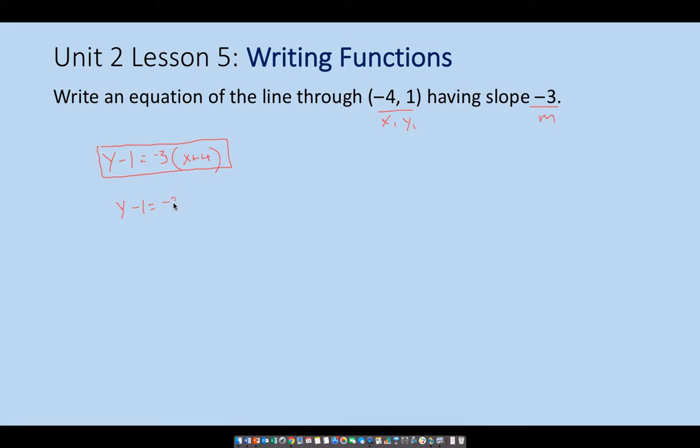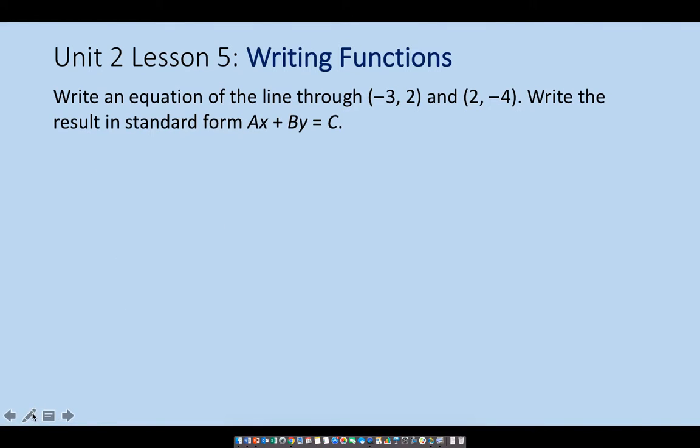So let's go ahead and do the distributive property, subtract 12. Then I could add 1 to both sides, and I've got y = -3x - 11. So I could write it in slope-intercept form. If I wanted to take it one step further, I could take it into standard form. I could just add 3x to both sides, and I'd have 3x + y = -11. Now I've got all 3 forms represented.